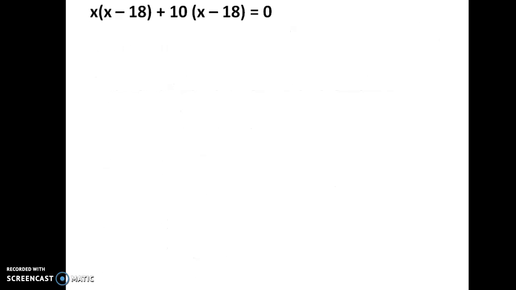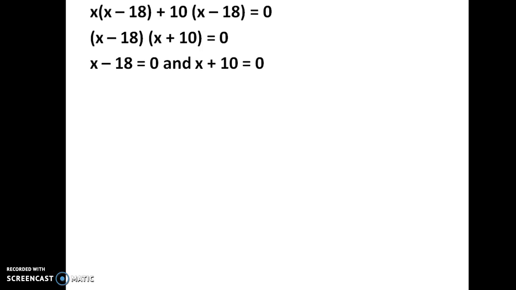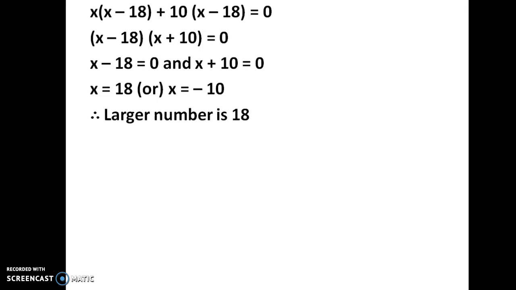So these are the factors. Take out common. So x is taken as common here, and here 10 is taken out common. Then x minus 18 into x plus 10 equal to 0. So equate both the factors to 0. So you will get x is equal to 18 or x is equal to minus 10. So the larger number is 18. The smaller number is y square.